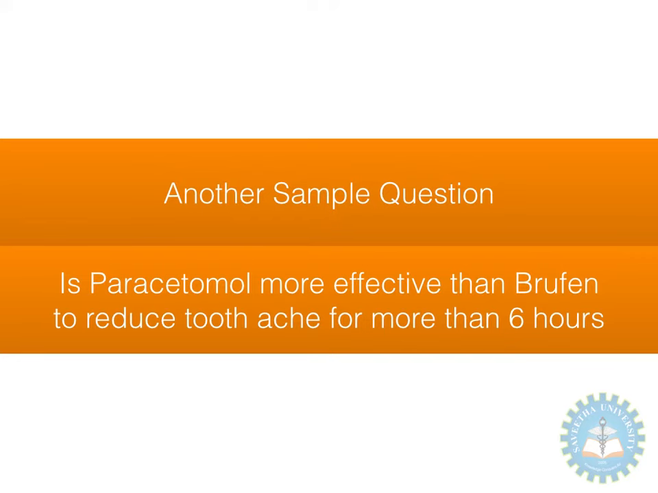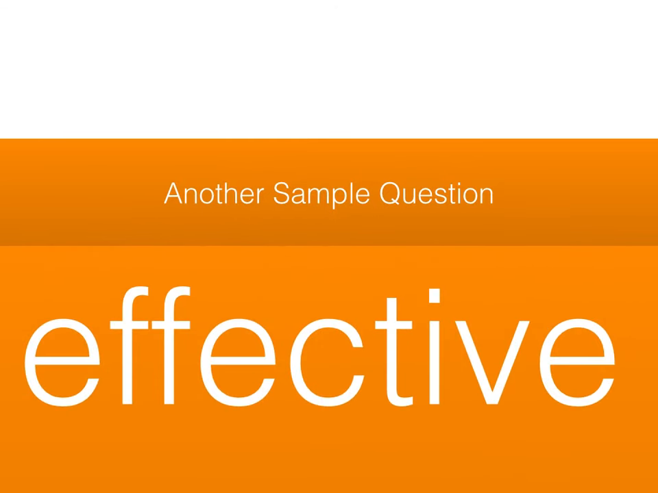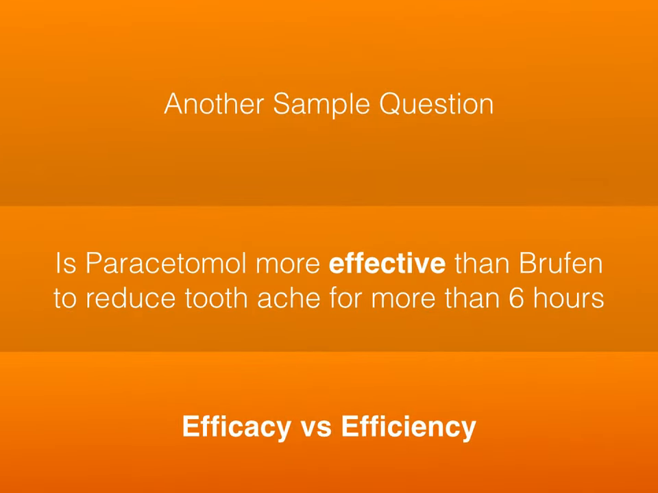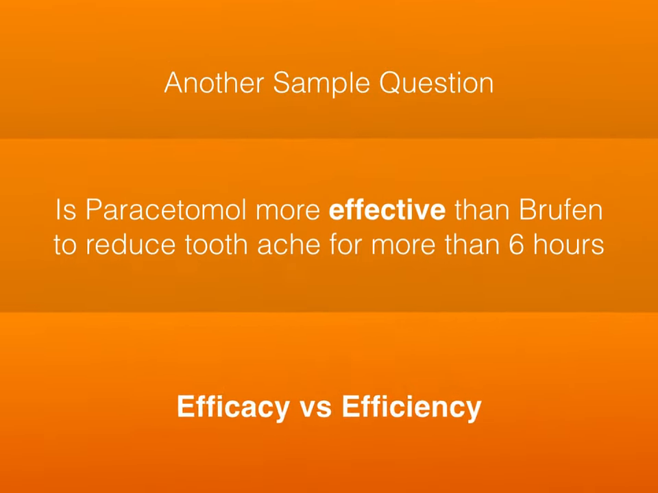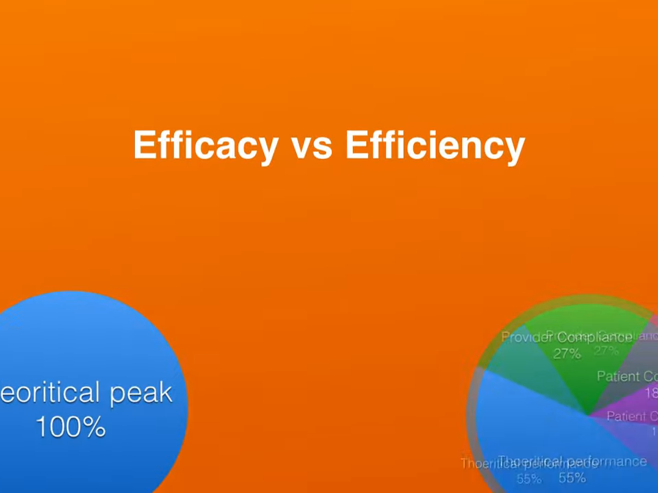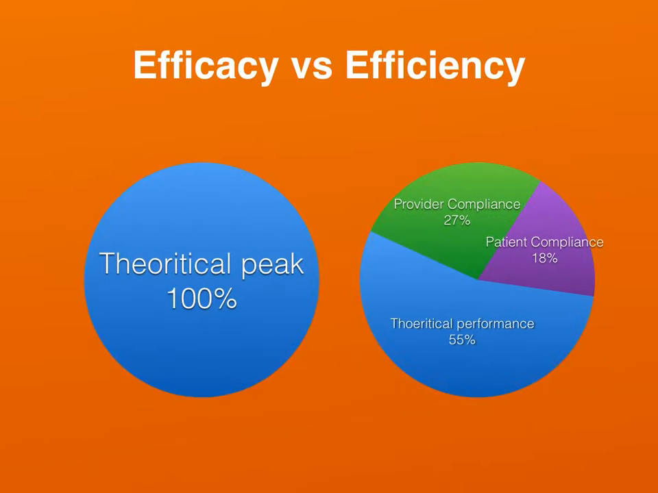Effective may have different meaning in medical research. It is commonly confused with efficiency, and so you should be very clear when to use what kind of word when you're asking the research question. So efficacy is the total theoretical peak performance of any drug. For example, if you're going to test a drug in the lab, you would find that it kills almost all the organisms. But however, that is not true in real life.